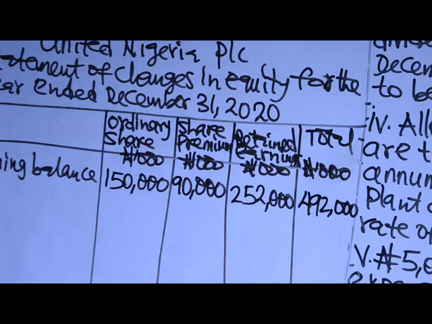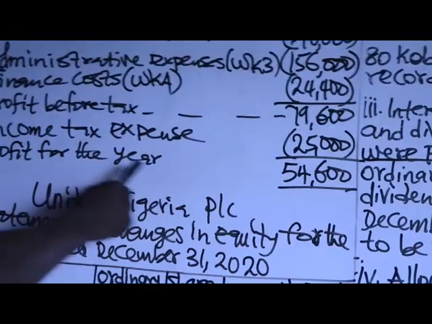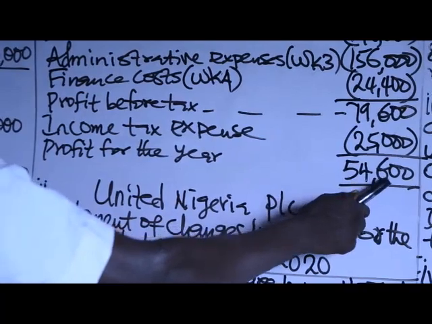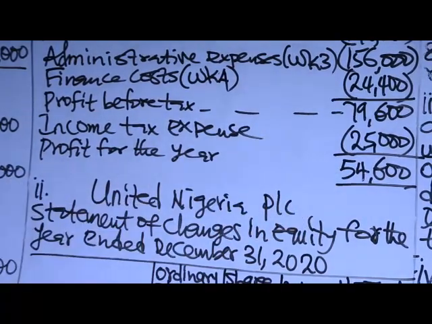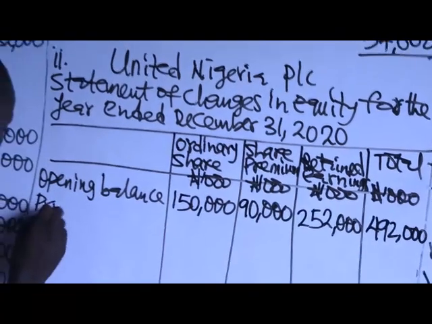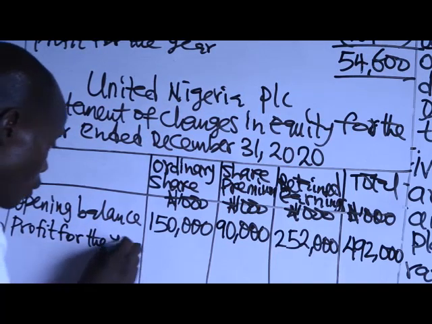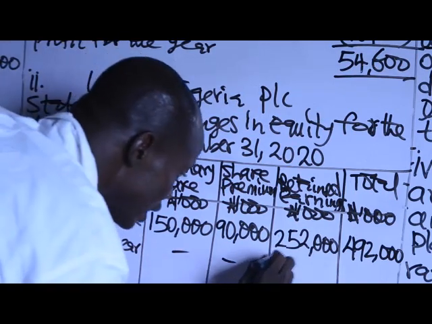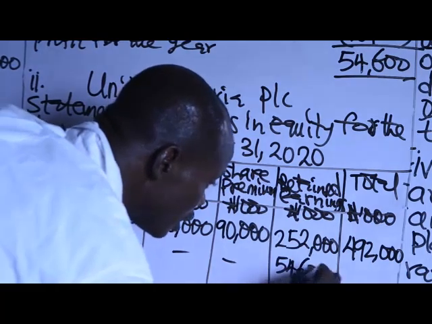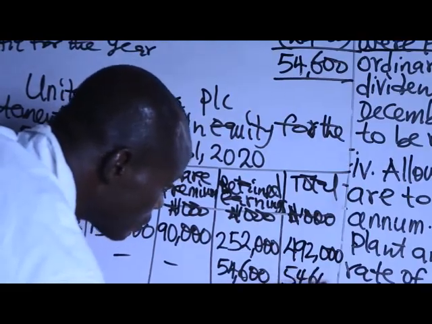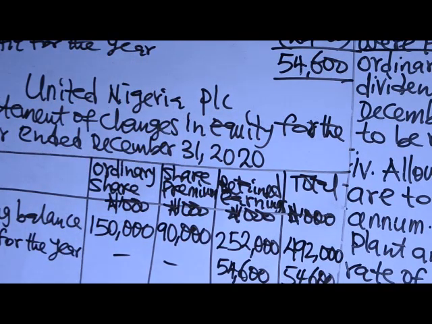Then the next item is the profit for the year. From our statement of comprehensive income, we have profit for the year of 54,600. That will be included in the retained earnings section. 54,600, and we also have it in the total. Now, back to the footnote, additional information.